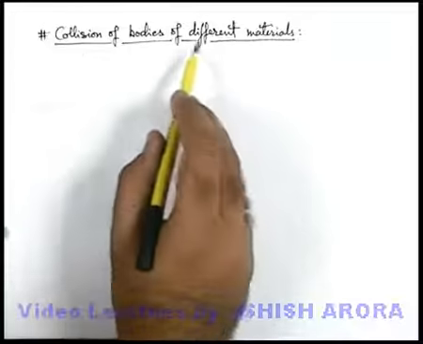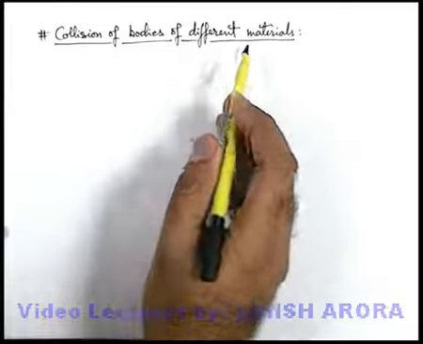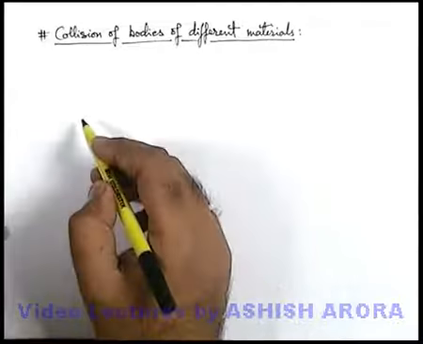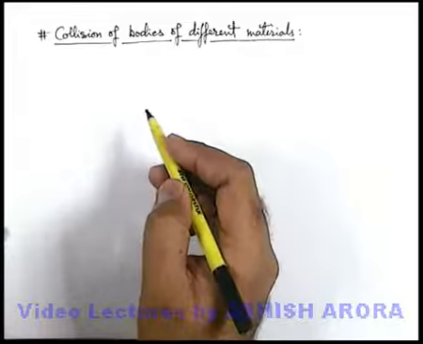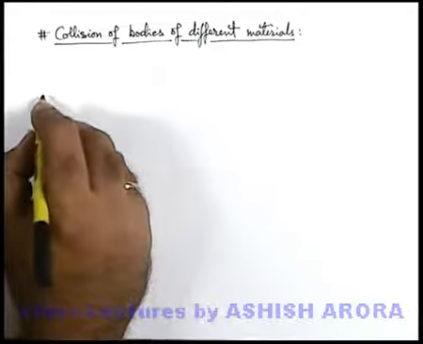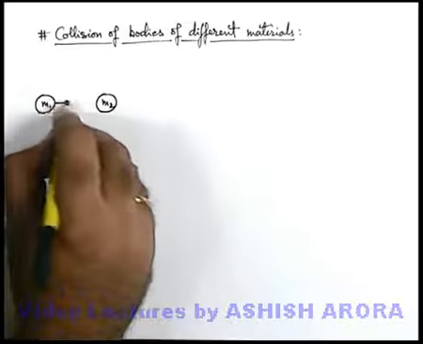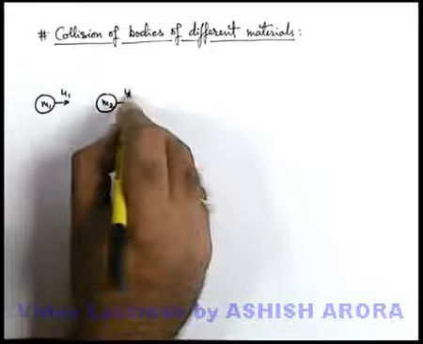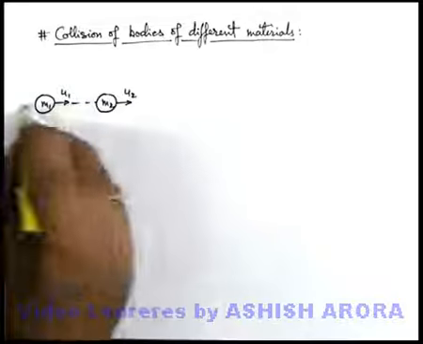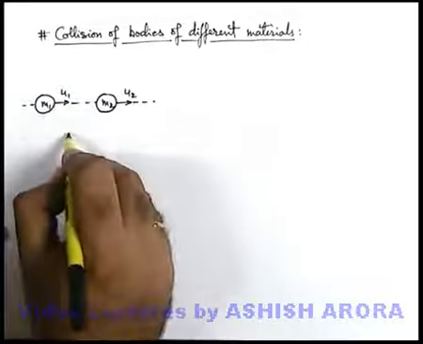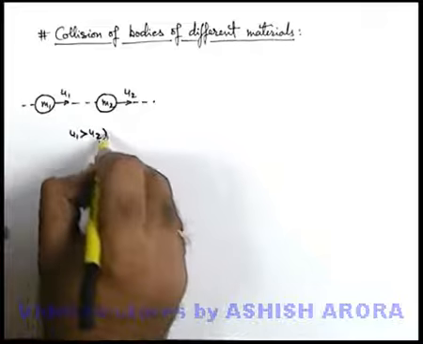In this section, we'll analyze collision of bodies of different materials. Let's discuss when two bodies collide, what will happen if their material changes. As we have discussed, two bodies of masses say m2 and m1 moving at speeds u1 and u2, with u1 more than u2, are moving along the same line of motion.